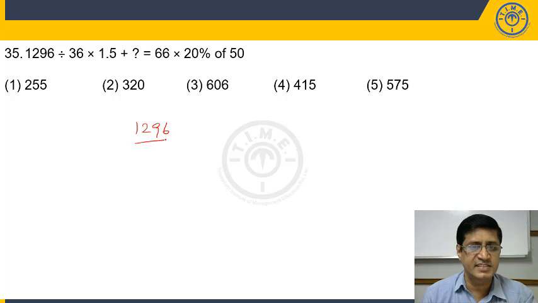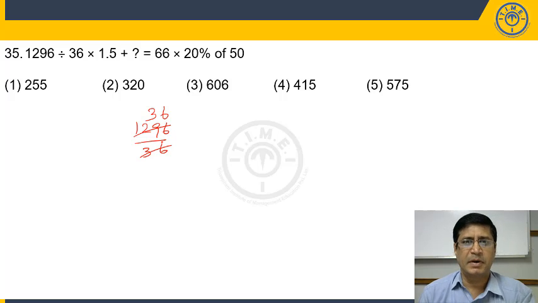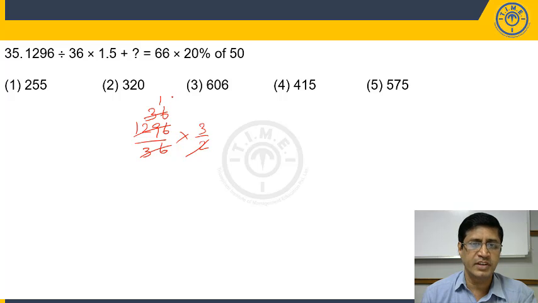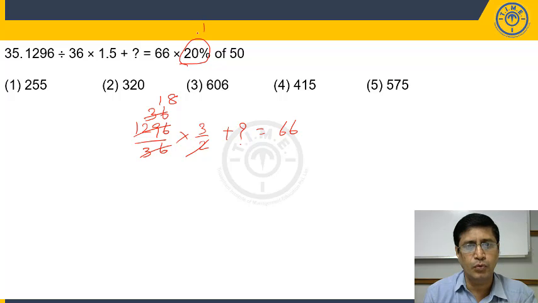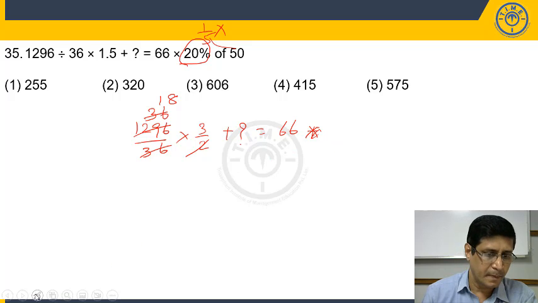Now 1296 divided by 36 means, if you observe, 36 goes exactly 36 times into 1296. It's a perfect square. Into 1.5 means it is 3 by 2. 3 by 2 means 2 goes 18 times. Plus question mark is equal to 66 into 20%. 20% means 1/5 of the value. How much is 1/5 of 50? It is 10. So what is the product of 66 into 10? So 66 into 10.